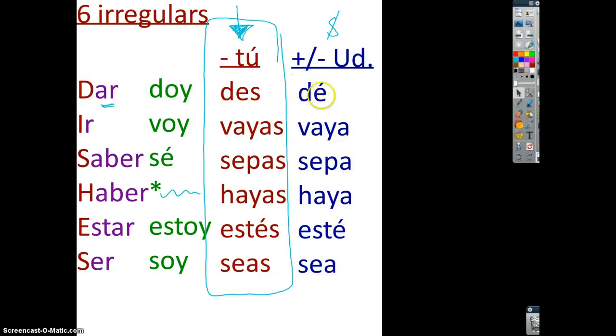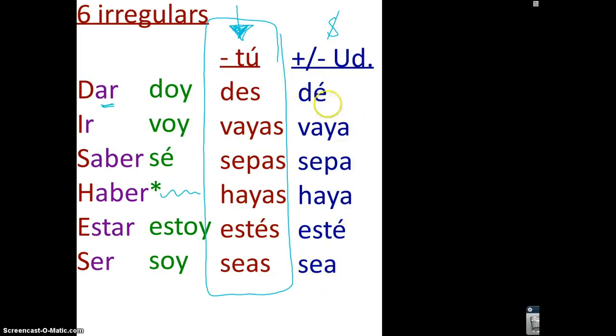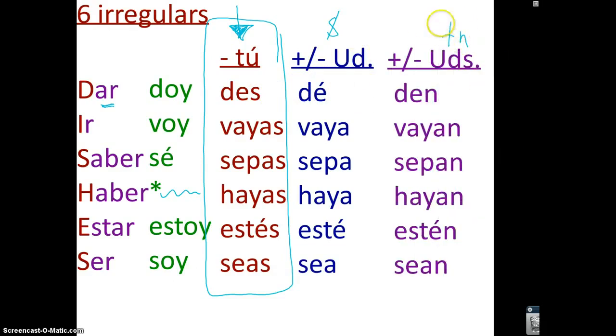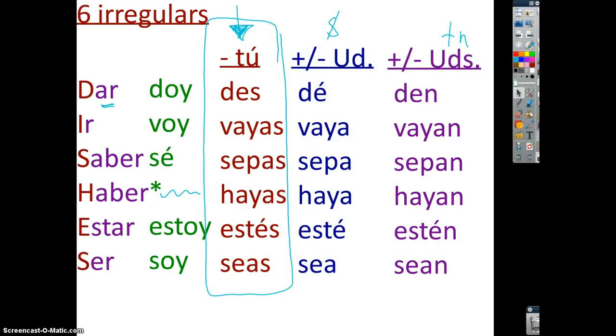However, dar is special in the fact that it takes an accent in this form and not the others. And if you want to go from usted to ustedes, of course all you have to do is add the letter n. That's what I tried to write there, plus an n. And then dar again drops the accent. So these are your dishes. You just have to know them.